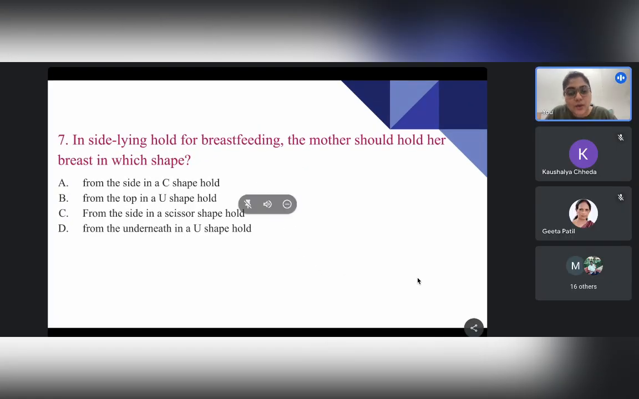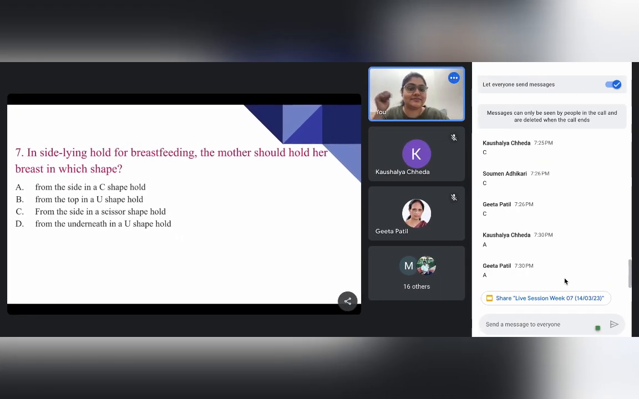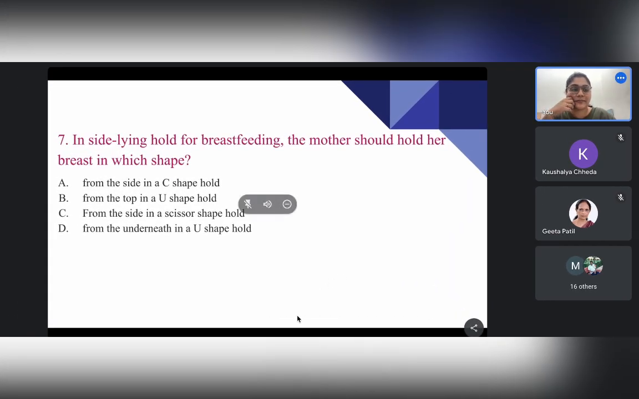In side lying hold for breastfeeding, the mother should hold her breast in which shape? We have discussed this in the previous questions. Whenever such questions come, please visualize it, and then you can easily say this is the answer. Okay. So yes, others? I have received 2 answers. What about others? B, ma'am.